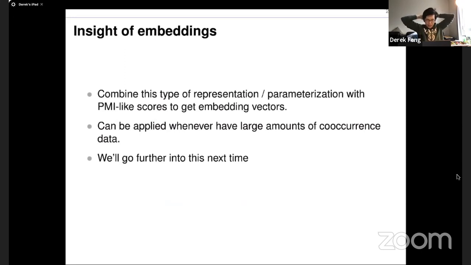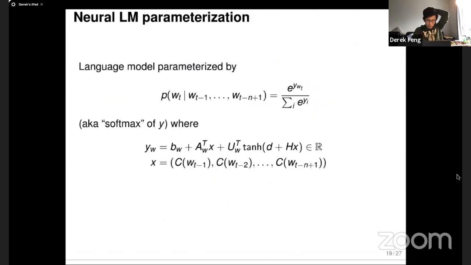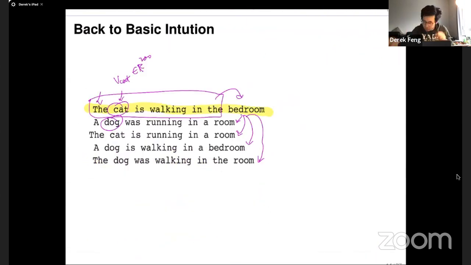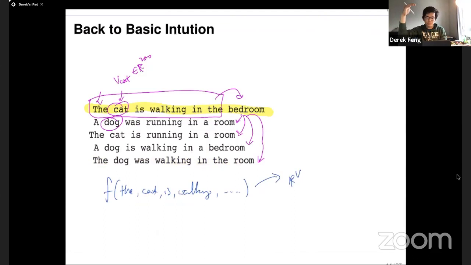I spent a long time talking about the math of this, but remember the intuition here. In some sense, what we're doing is saying I have some function of "the cat is walking," and so on, that spits out something in R to the V. This basically spits out a distribution over my vocabulary, and that's going to be this language model.